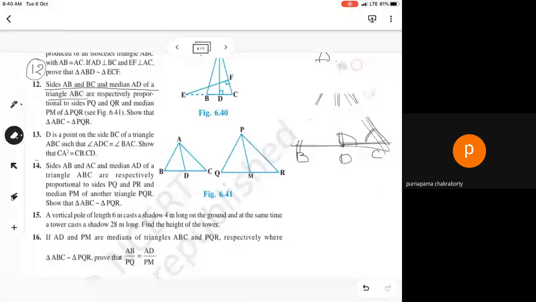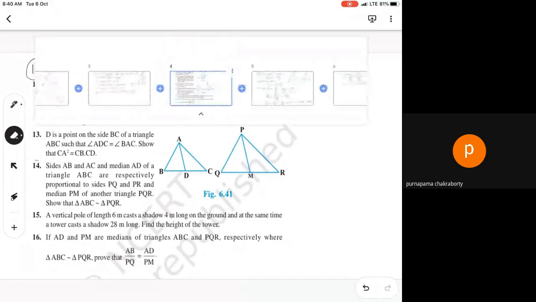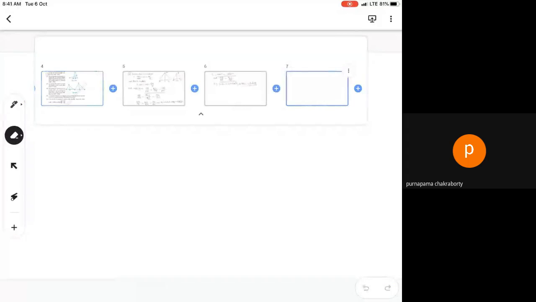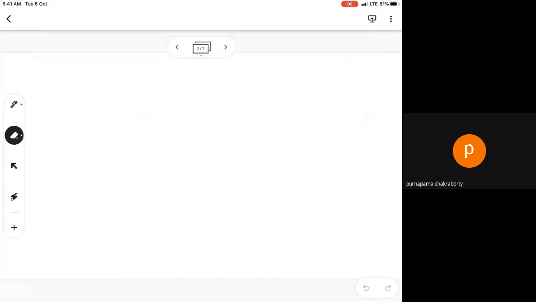Okay. If not, can you do it? Or should I explain the complete solution? Okay, you are getting doubt, I think so.